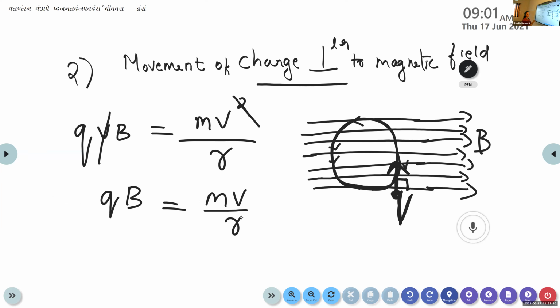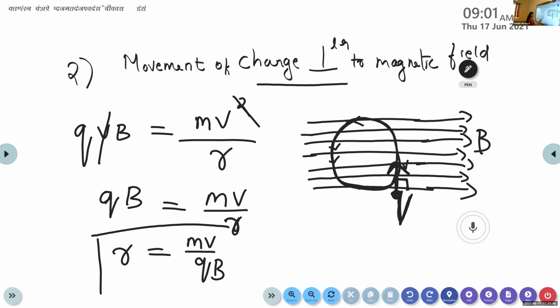From this equation, we can calculate the radius of the circular path. The radius is given by, just rearrange this equation, r is equal to mv divided by qb. We brought this r to the LHS and qb to the other side. So r is equal to mv by qb. So we get an expression for the radius of the circular path followed by the charged particle.